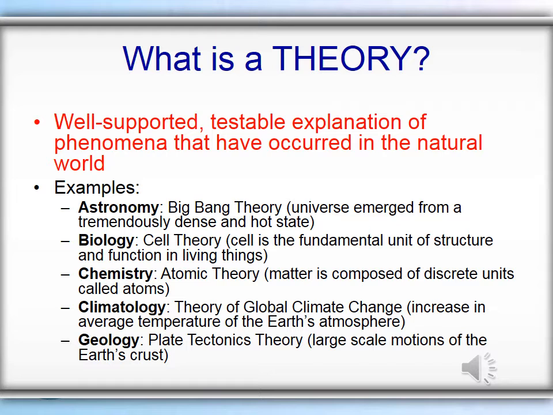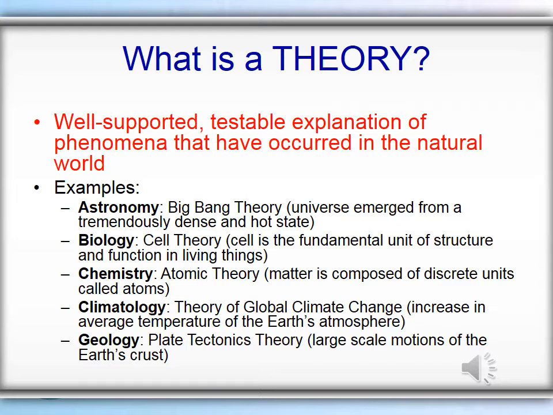In biology, we've got the cell theory, which is that cells are the fundamental units of structure and function in all living things. So far on this planet, the more we look, the more things we find with cells. Every time we find a new thing, it's always made out of cells. So it is something that is at the center of the study. In chemistry, atomic theory: matter is composed of discrete units called atoms. So chemistry is based on atomic theory.